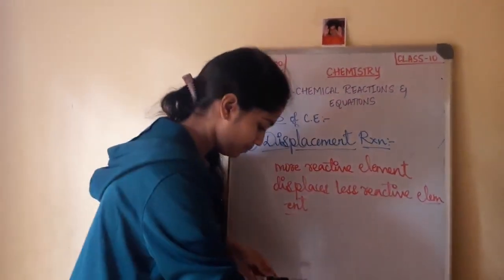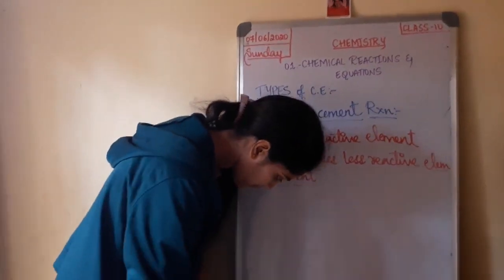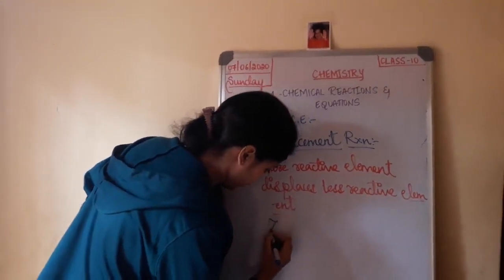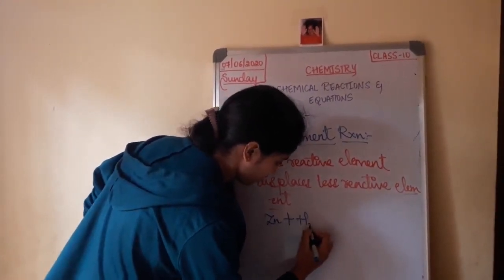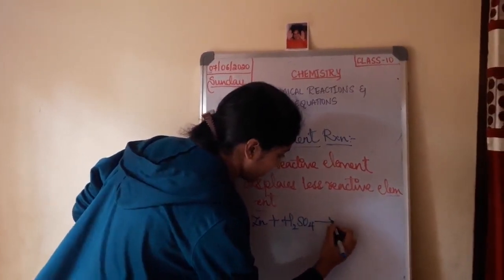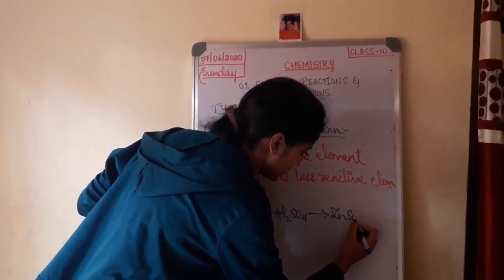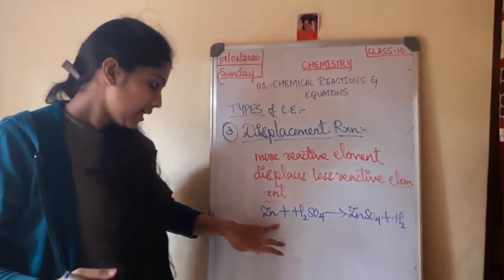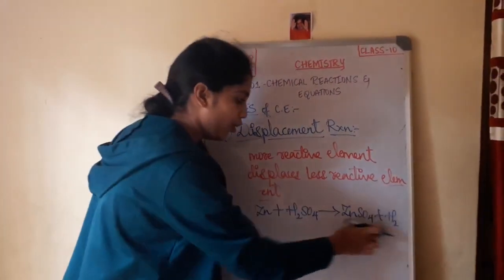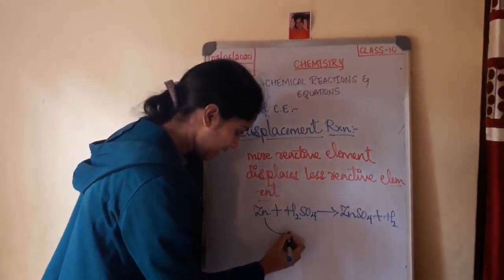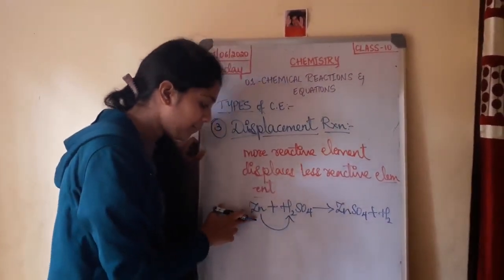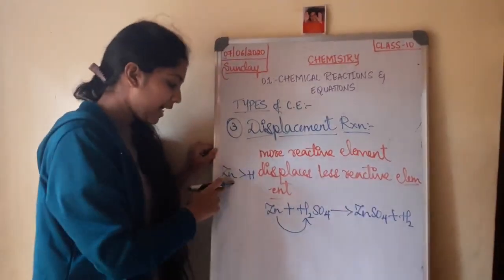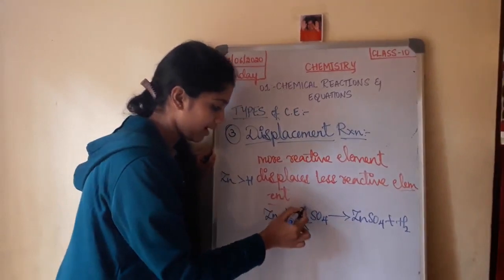For example, I take zinc, as I've already told, zinc plus hydrogen sulfate gives me zinc sulfate plus hydrogen. Now, how do you understand? Zinc, hydrogen, whereas over here it is changed. Zinc has occupied the place of hydrogen. Zinc is a more reactive element. Zinc is more reactive than hydrogen. That is why zinc displaces hydrogen.